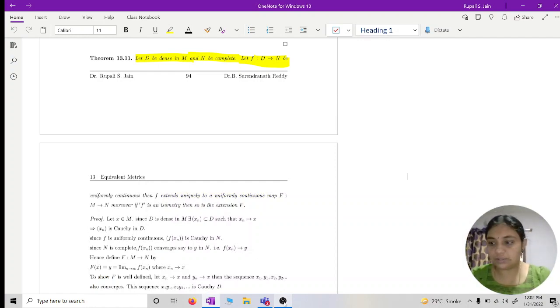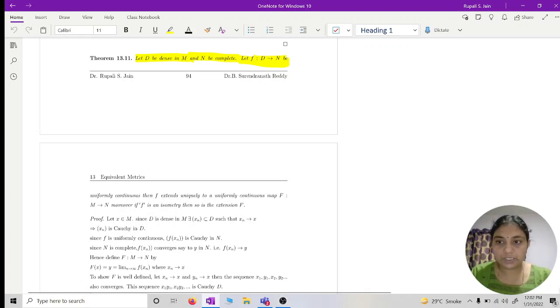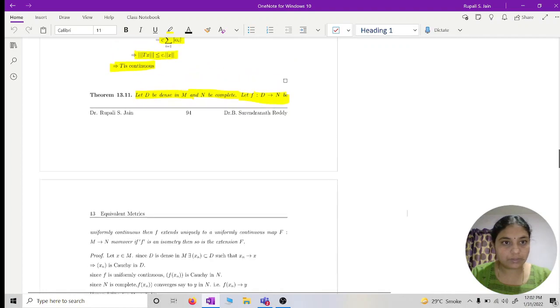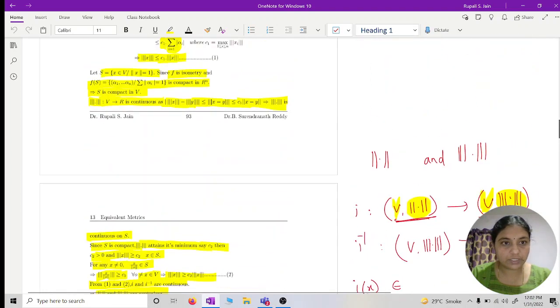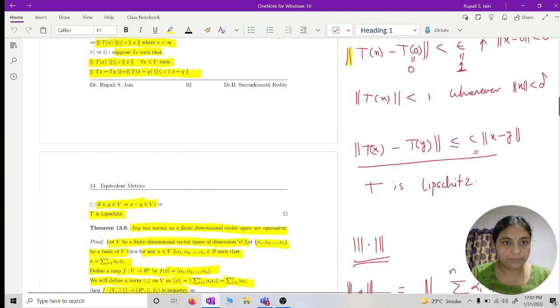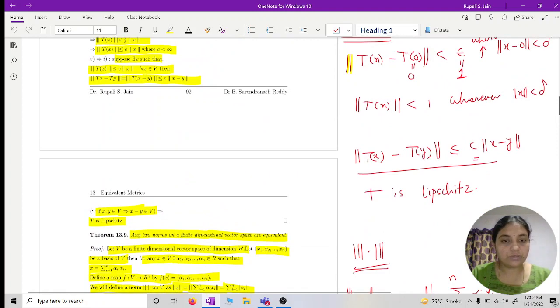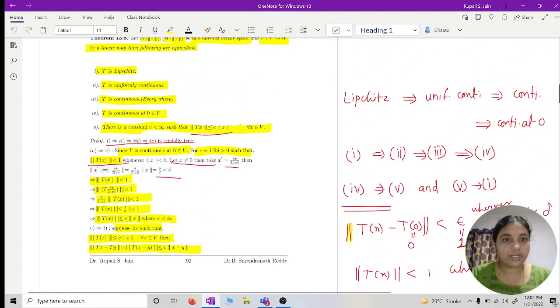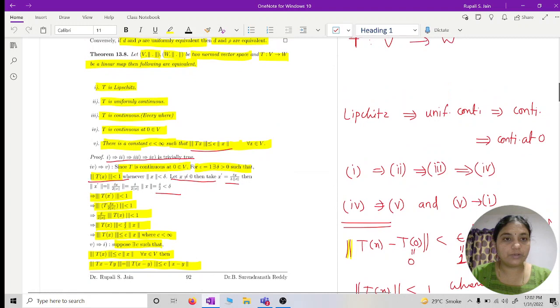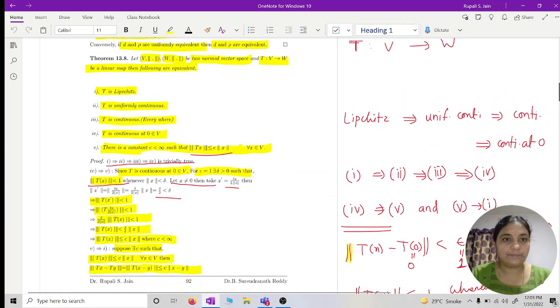Good morning, students. In today's lecture, we are going to see the remaining part of equivalent norms. In the previous lecture, we have seen this theorem: any two norms on a finite dimensional vector space are equivalent, as well as we have proved these 5 statements are equivalent.